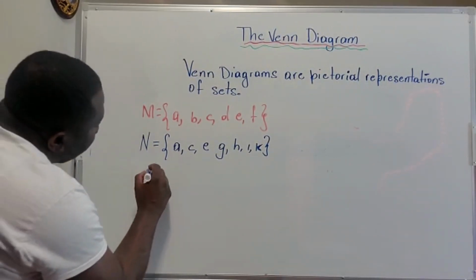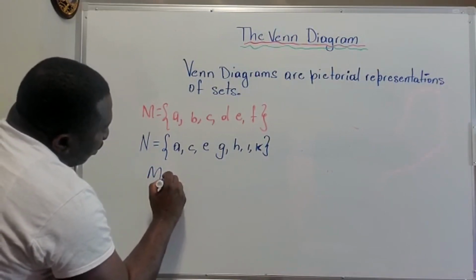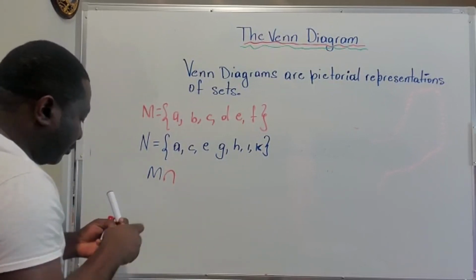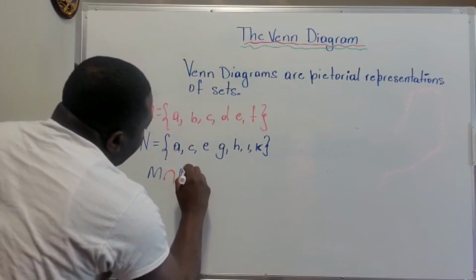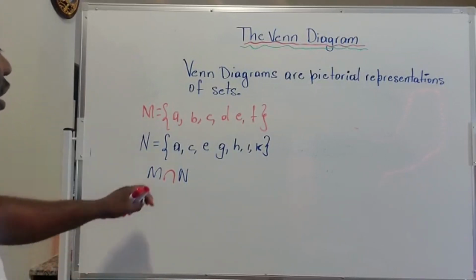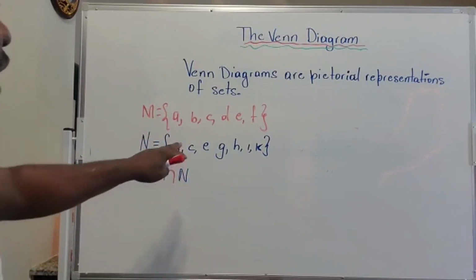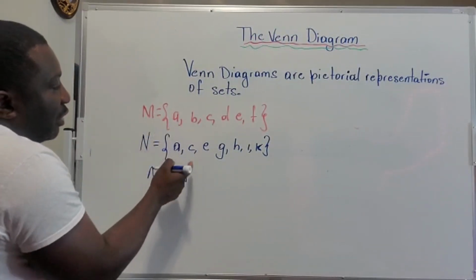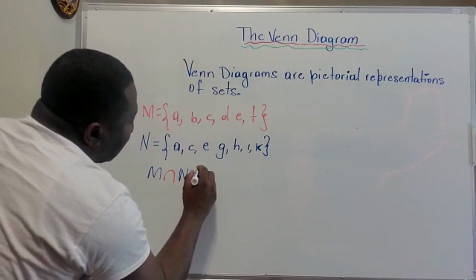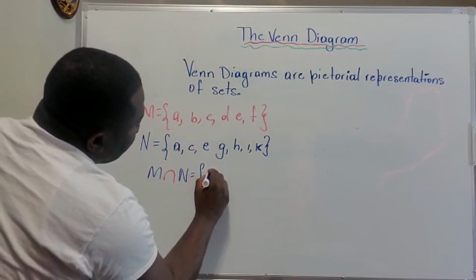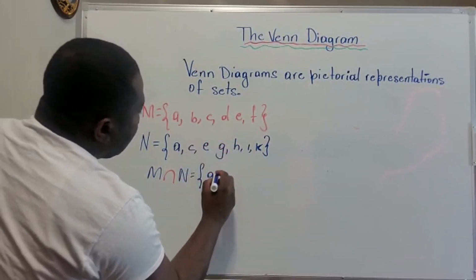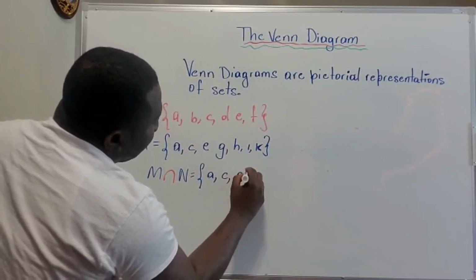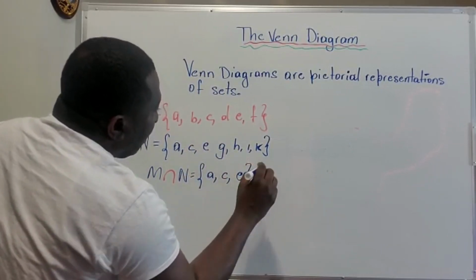intersecting N. So what would be M intersecting N? Again, as a refresher, we said that we are looking for common elements that exist between these 2 sets. And the common elements in this case would be, we see A being common. Is there B? No. We see C being common and E being common. Are there any other elements? Absolutely not.